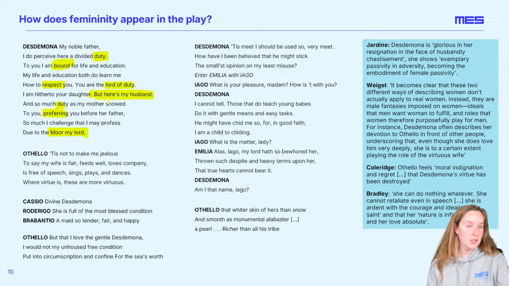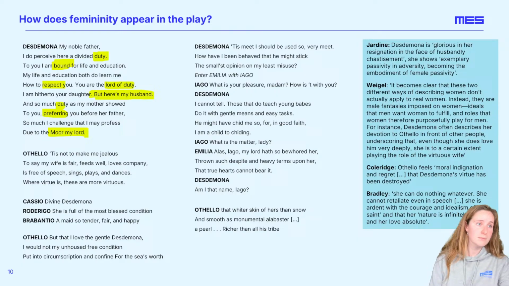So she's saying, you're my father, but like my mother did for you, and preferred you over her father, as part of the expectation, you're meant to love your husband and want to live with him more than you want to live with your father.